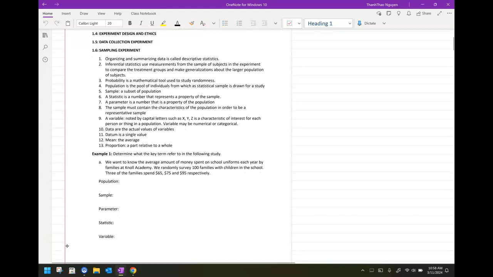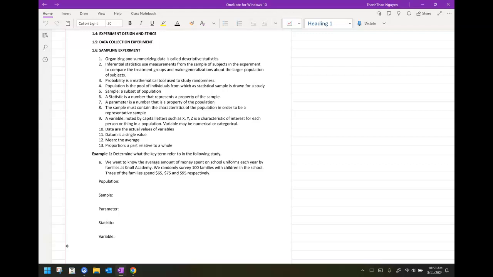In statistics, organizing and summarizing data is called descriptive statistics. Inferential statistics use measurements from the sample of the subjects in the experiment to compare to the treatment group and make generalizations about the larger population of subjects. Probability is a mathematical tool used to study randomness.